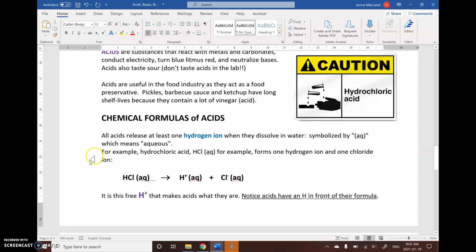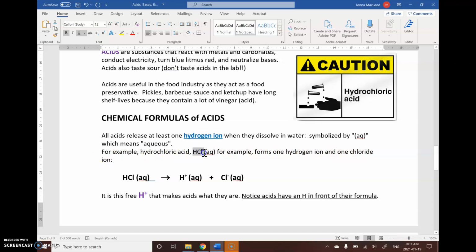Chemical formulas of acids. All acids release at least one hydrogen ion when they dissolve in water. This is symbolized by (aq), which means aqueous, a liquid, so it's dissolved in water. For example, hydrochloric acid forms one hydrogen ion and one chloride ion.